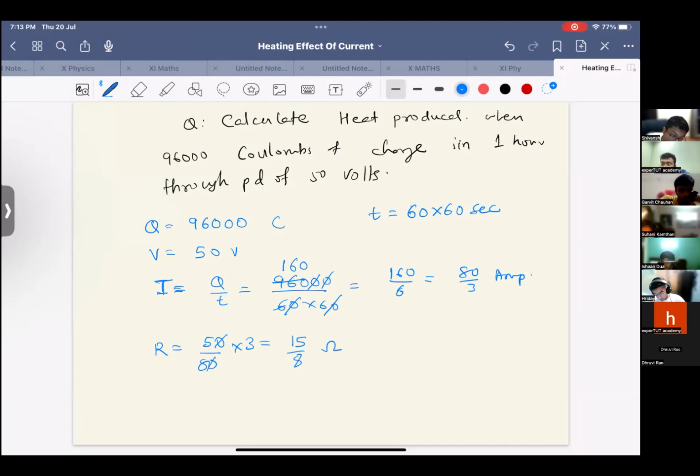Is the value the same as what you're getting? I'm doing it right now. That's the same thing. So will we convert this to decimals? No. Okay, I square RT. So I square is 80 by 3 into 80 by 3. R is 15 by 8 into time is 60 into 60.